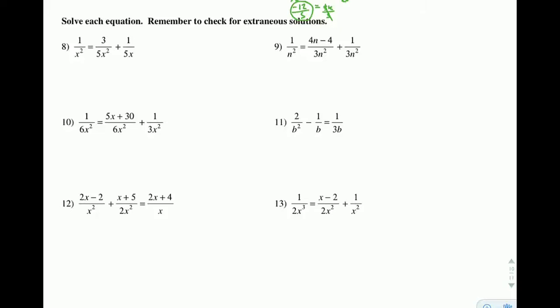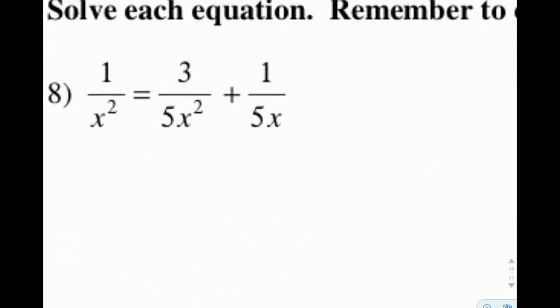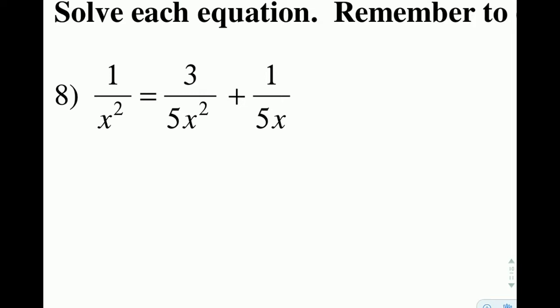Last thing we're going to work on is solving rational equations when we have powers of 2, quadratics, in our denominator. So let's go ahead and look at this first one here. I see an x squared, a 5x squared, and a 5x. And looking at that, my common denominator is going to be 5x squared. So for the first one, I'm missing a 5, so I'm going to multiply top and bottom by 5.